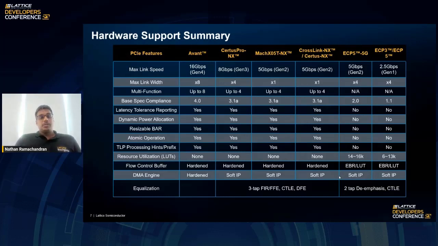So our latest product is Avant, and Avant will be supporting up to Gen 4 with the max link width of by 8. And we have a capability to support up to 8 multifunctions. Avant also will support virtual functions. And a further improvement in Avant is we have actually hardened the DMA engine. So our hardened DMA engine is actually useful for a lower latency DMA operation.